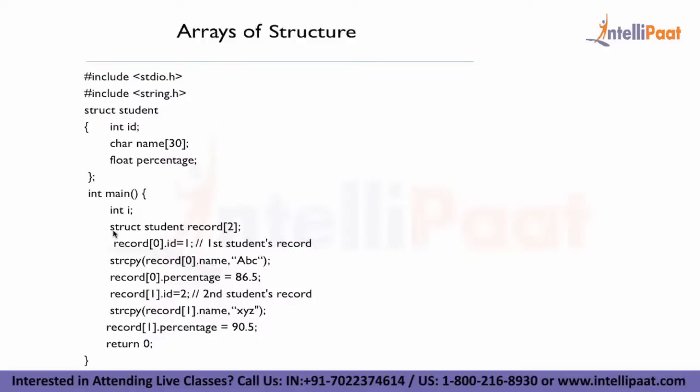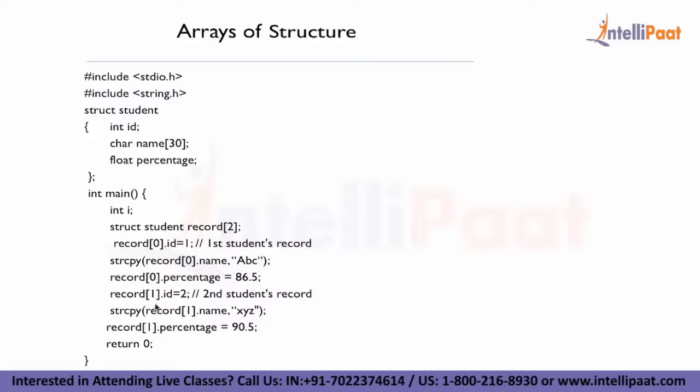So integer i, now we declared a structure array, struct student. So struct says it's a structure, it's a student type of structure, and this is a variable name. Okay, and the variable is of type array, and the size is 2. Now in the first position, like record 0 dot id, so this is the first structure. We'll be initializing it as 1, and then copying abc into that name, percentage as 86.5.